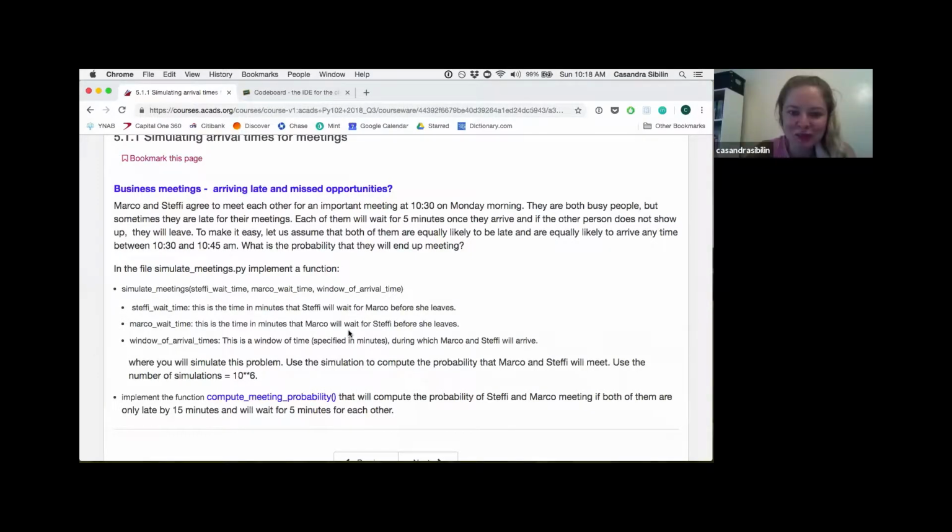Each of them will wait for 5 minutes once they arrive. And if the other person does not show up, they will leave. To make it easy, let us assume that both of them are equally likely to be late and are equally likely to arrive at any time between 10:30 and 10:45 a.m. What is the probability that they will end up meeting?